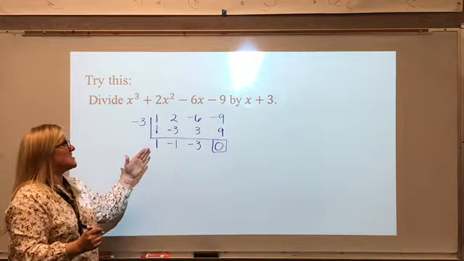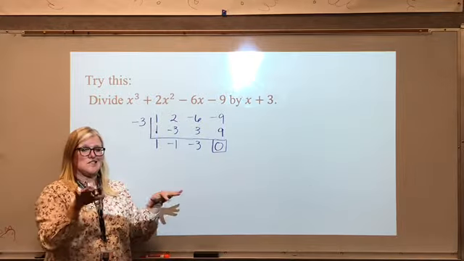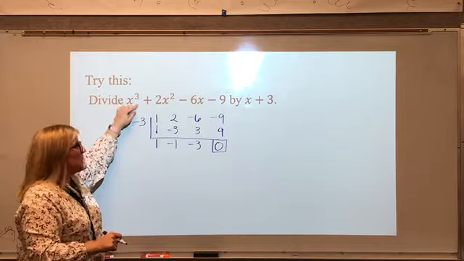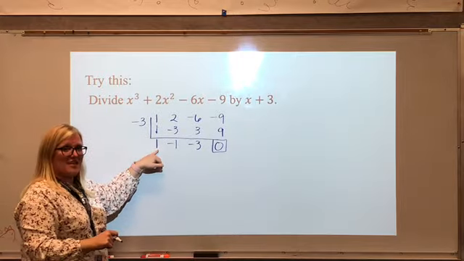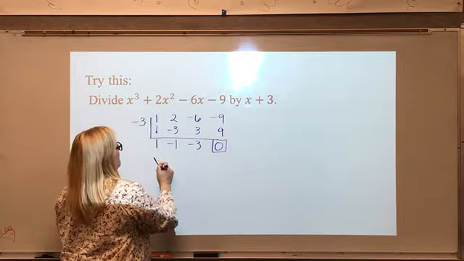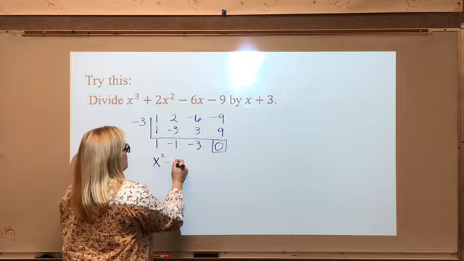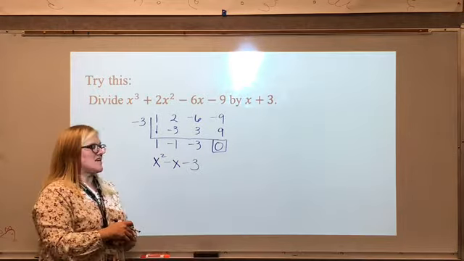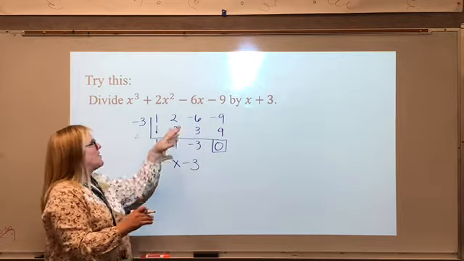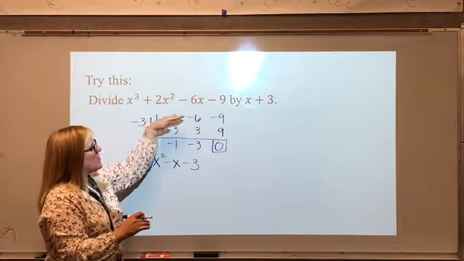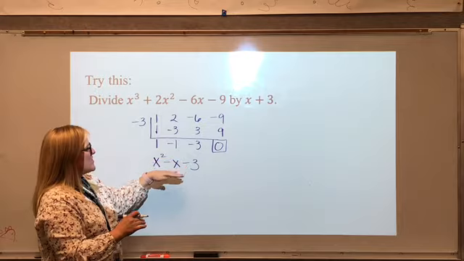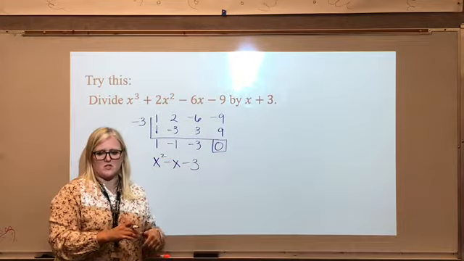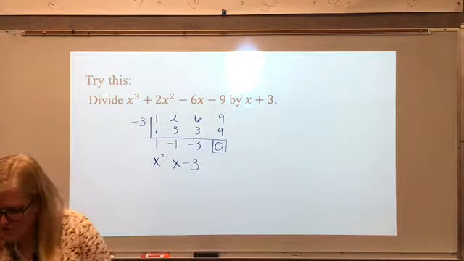So this is nice. This actually divides in there just perfectly. Since I started with an x cubed, this is going to be an x squared. So I have x squared minus x minus 3. And that is my answer. So I put the coefficients in, I get coefficients out, and then I have to put the variables back in. Okay, let's do a couple more.